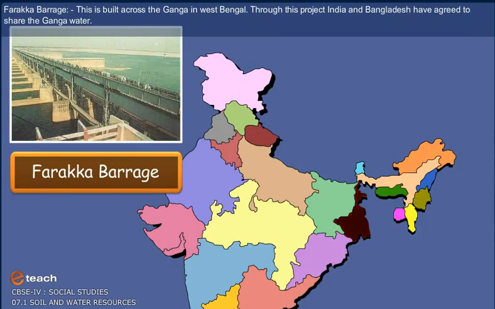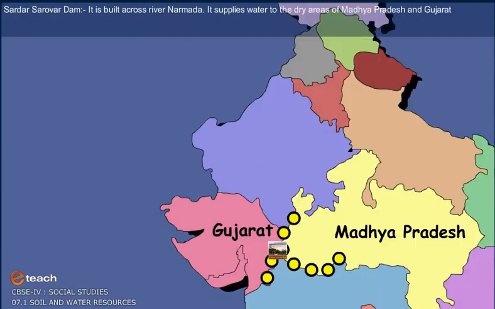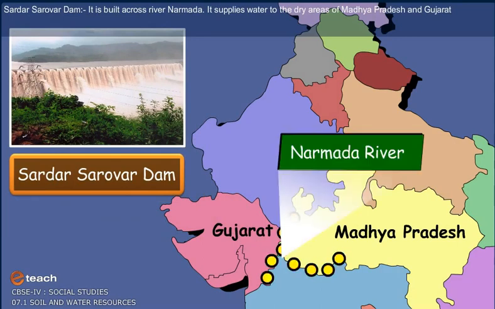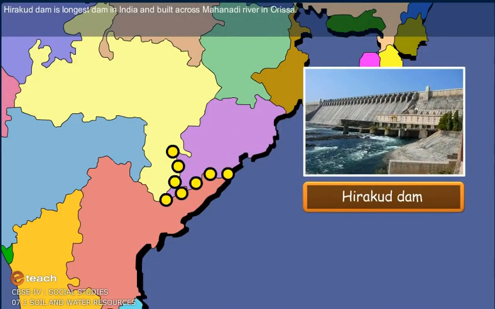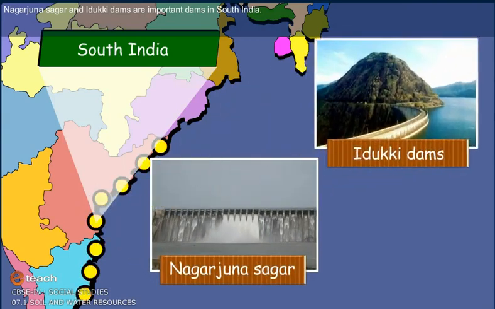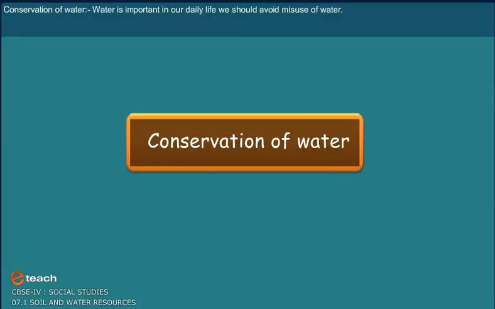Farakka Barrage. This is built across the Ganga in West Bengal. Through this project, India and Bangladesh have agreed to share the Ganga water. Sardar Sarovar Dam. It is built across the river Narmada. It supplies water to the dry areas of Madhya Pradesh and Gujarat. Hirakud Dam is the longest dam in India and is built across the Mahanadi River in Orissa. Nagarjuna Sagar and Idukki. These dams are important in conservation of forest.